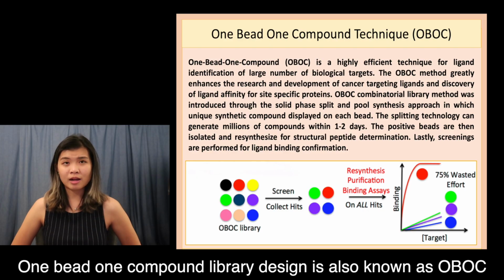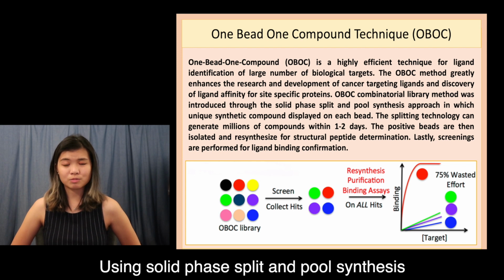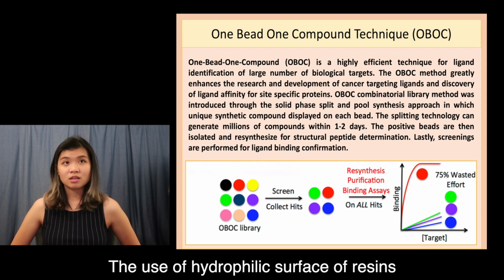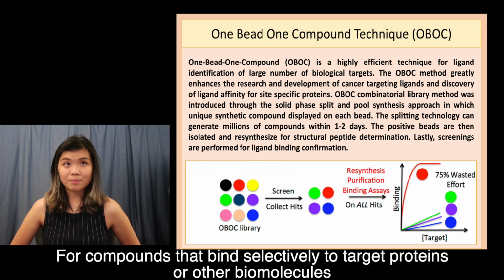One bead, one compound library design is also known as OBOC. It's a method developed in the Lam lab in 1991 using solid phase split and pool synthesis. The use of hydrophilic surface of resins allowed the beads to be directly screened for compounds that bind selectively to target proteins or other biomolecules.